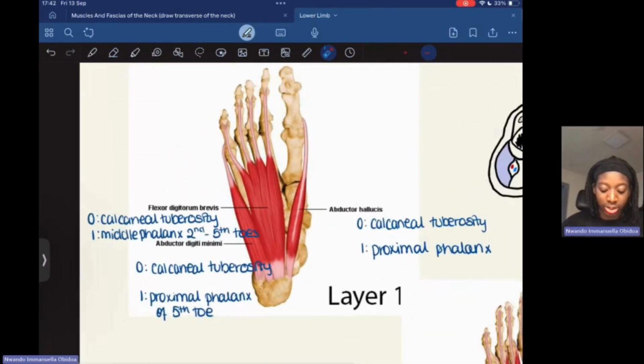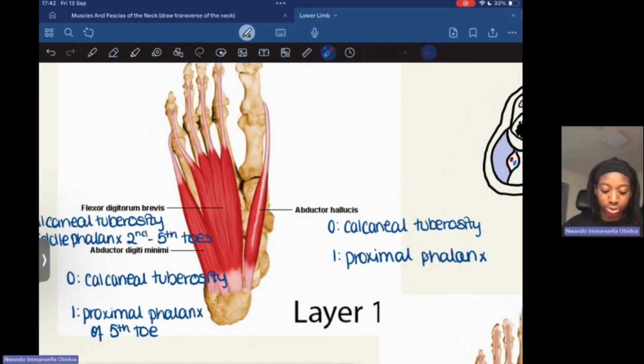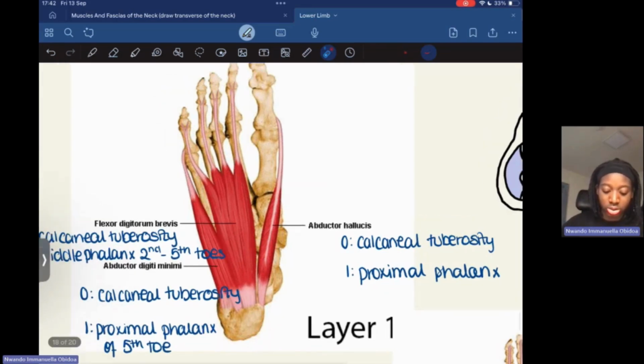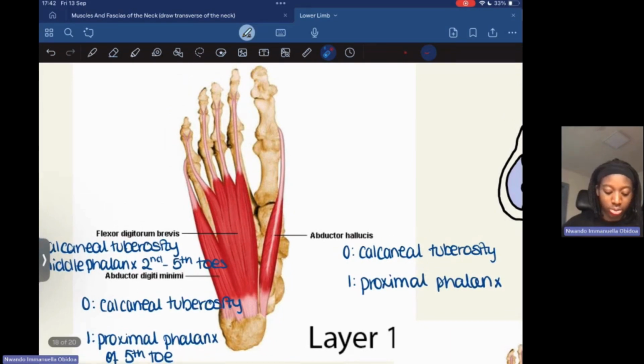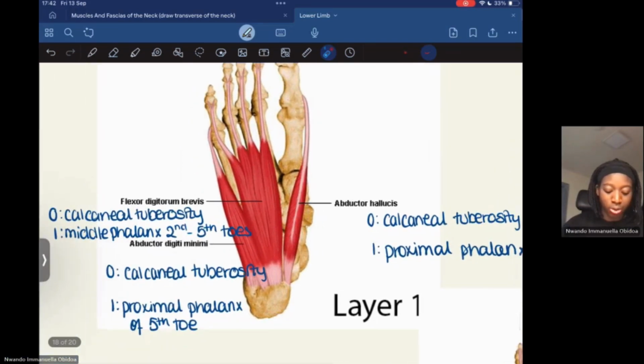Okay, so starting with the plantar surface of the foot and the first layer, with your abductor hallucis, comes from your calcaneal tuberosity to the proximal phalanx of the big toe. And then you have your flexor digitorum brevis, also from the calcaneal tuberosity to your middle phalanx for your second to fifth digits, and the abductor digiti minimi, calcaneus to the proximal phalanx of the big toe, or your fifth toe, sorry.